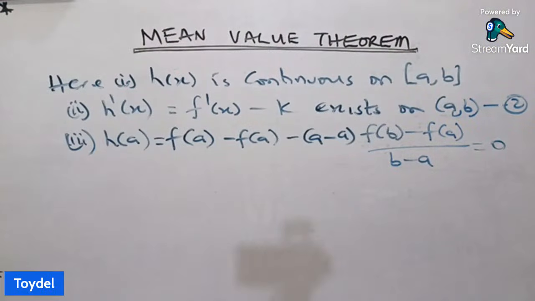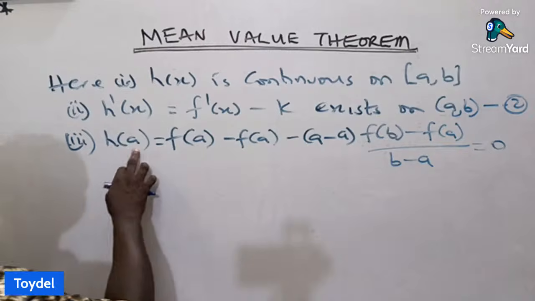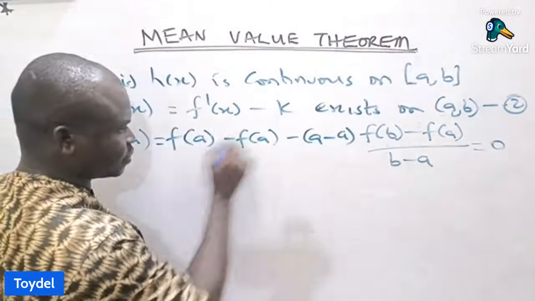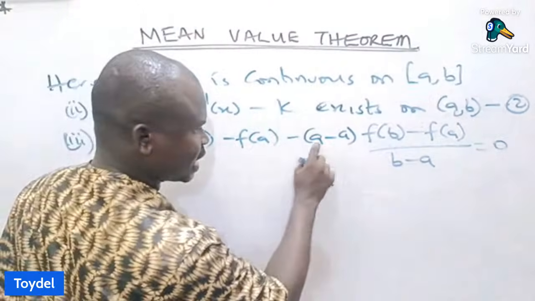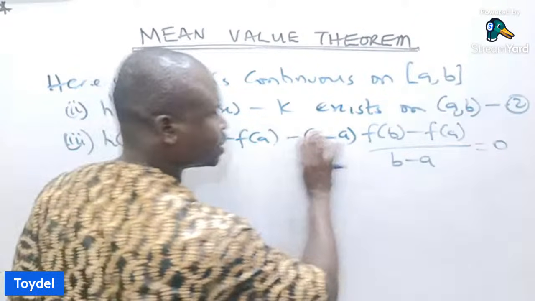Please look at it very well. Where we have h of a, f of a minus f of a will cancel out. A minus a is equal to 0. 0 multiplied by everything is 0. So 0 minus 0 is 0. We have been able to get that.